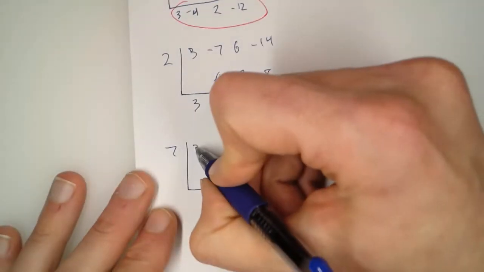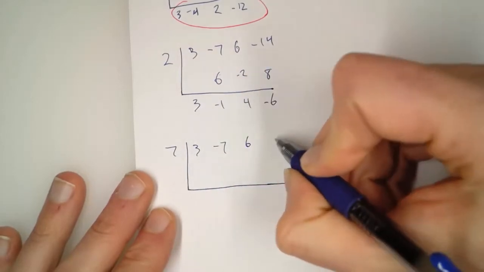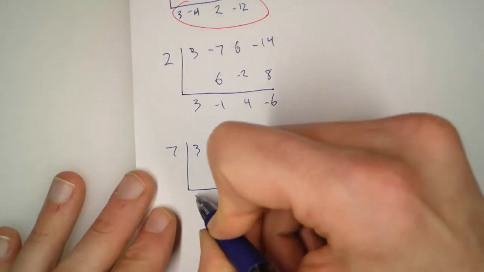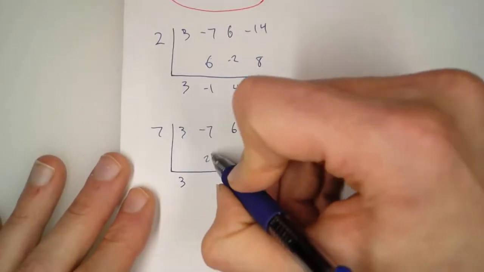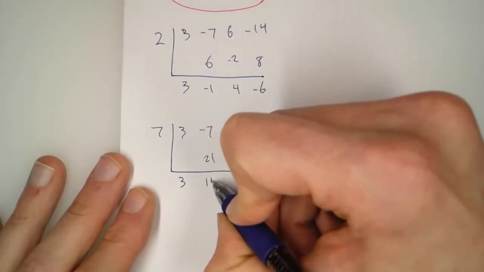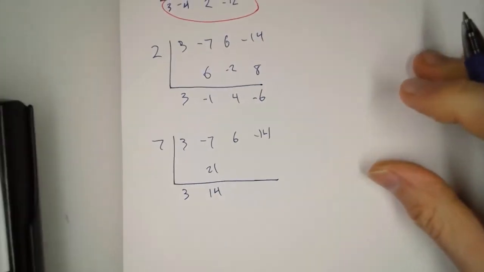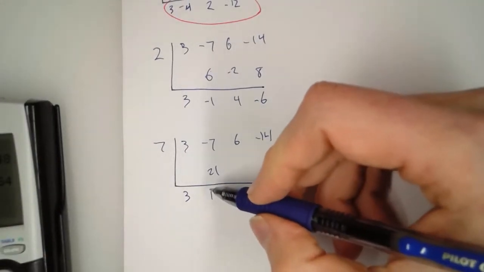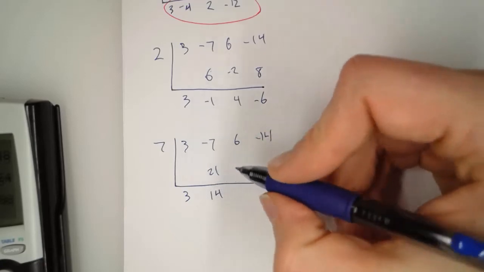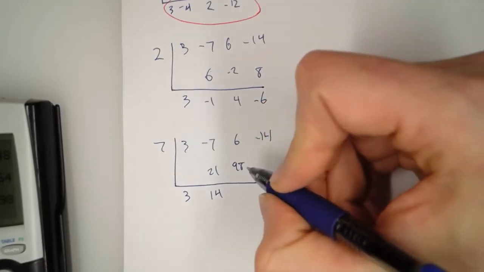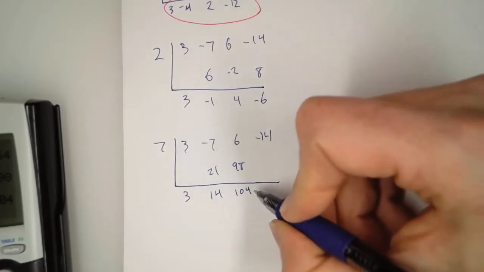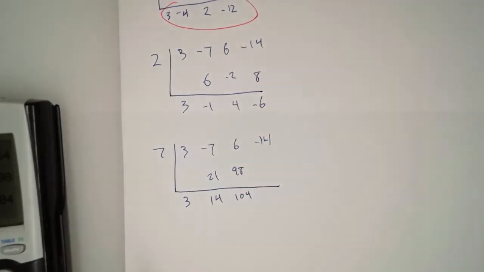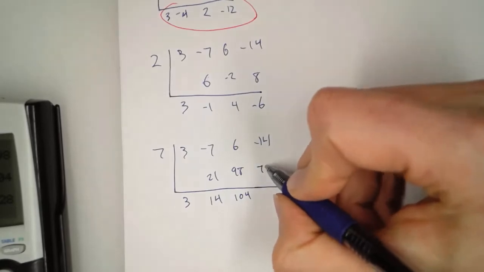So let's try 7. 3, -7, 6, -14. All right. So 7 times 3 is 21. 7 and 21 make 14. Let's see. 14 times 7 is 98. That is getting quite large quite quickly. So 104 times 7 is 728.